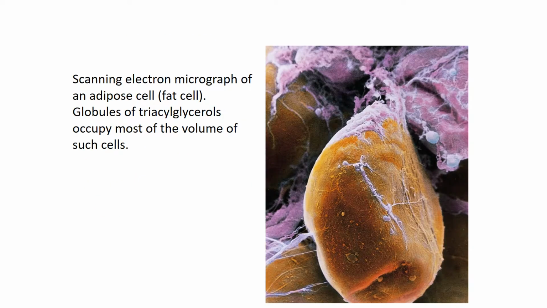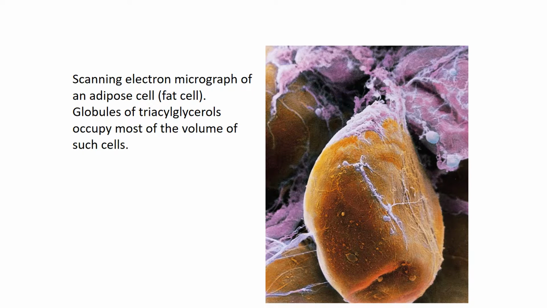So this is a micrograph of an adipose cell or fat cell, and it is filled with globules of triacylglycerols, and they occupy most of the volume of these cells. These triacylglycerols are our principal stored energy reserve. And they're stored in these adipocytes.